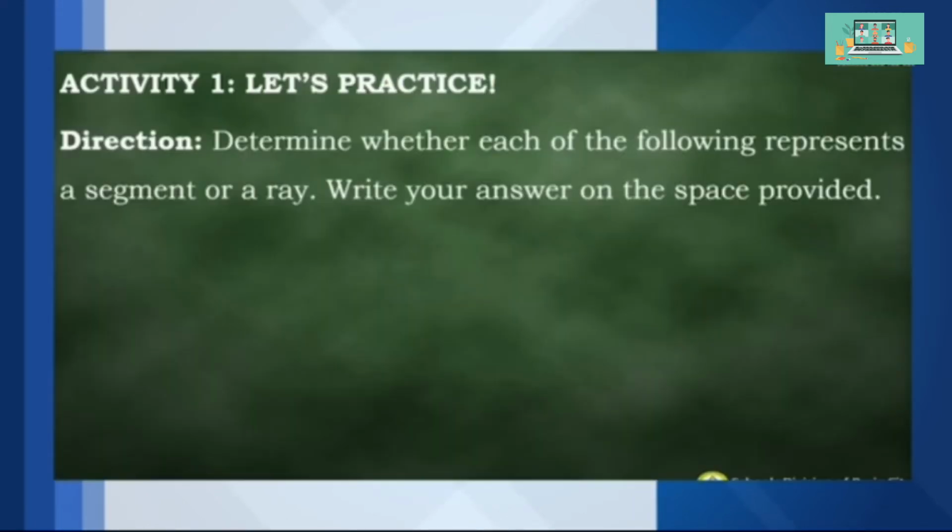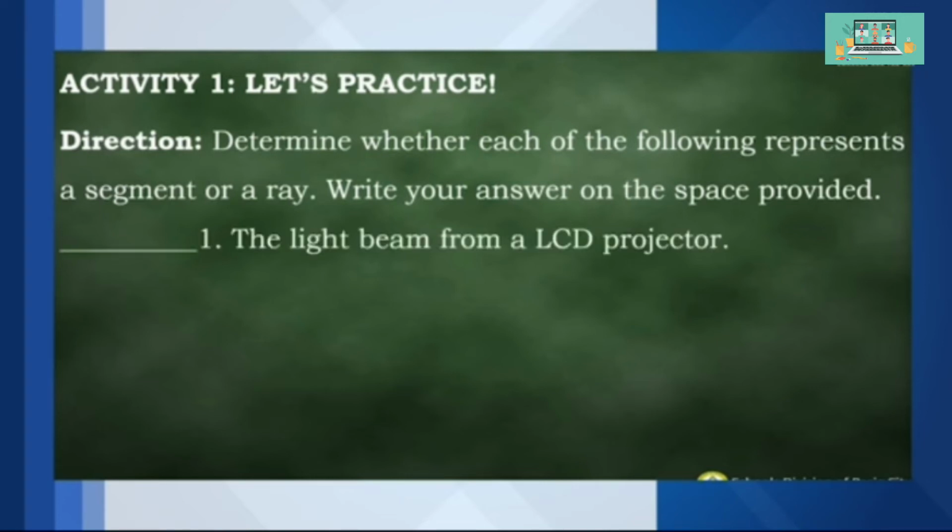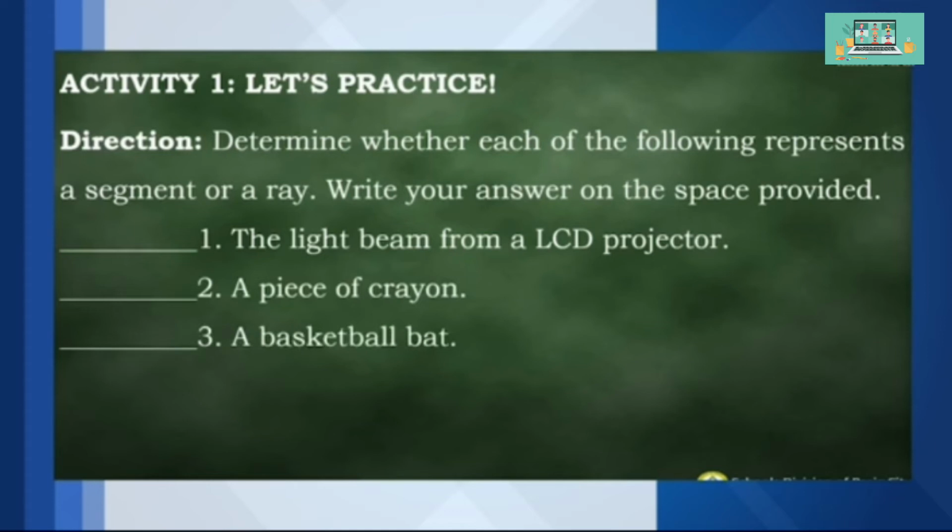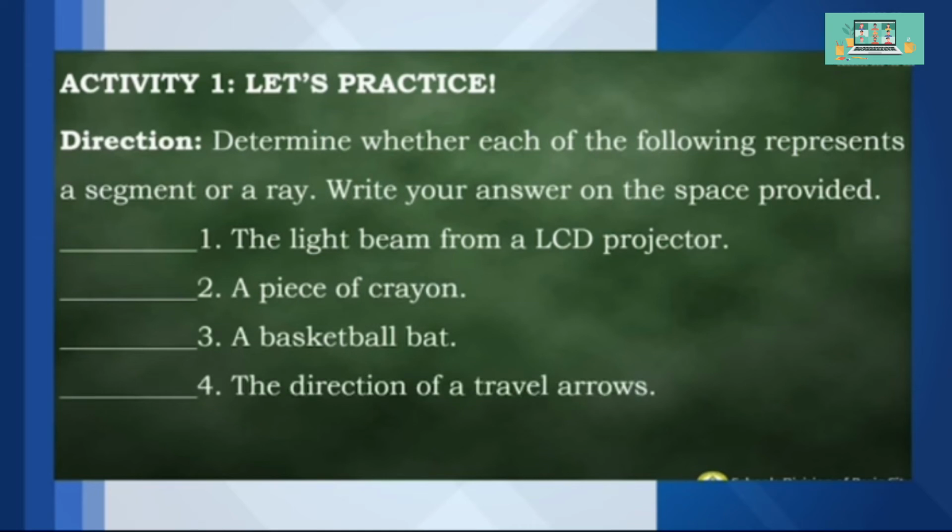Activity number 1. Determine whether each of the following represents a segment or a ray. Number 1. The light beam from an LCD projector. Number 2. A piece of crayon. Number 3. A basketball play. Number 4. The direction of a travel arrow. And number 5. A piece of chalk.